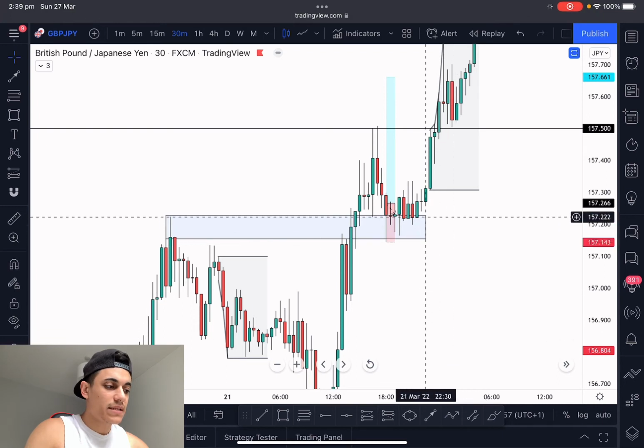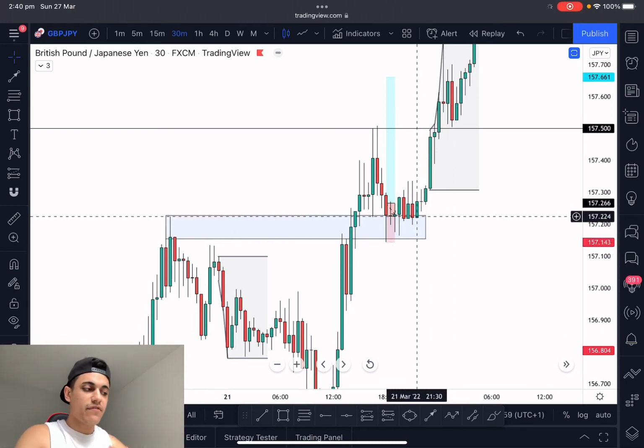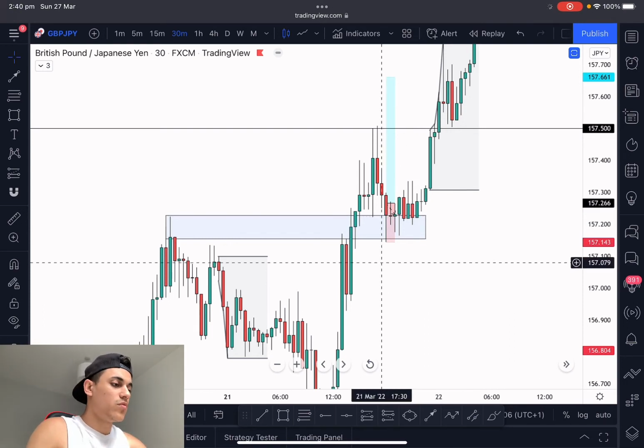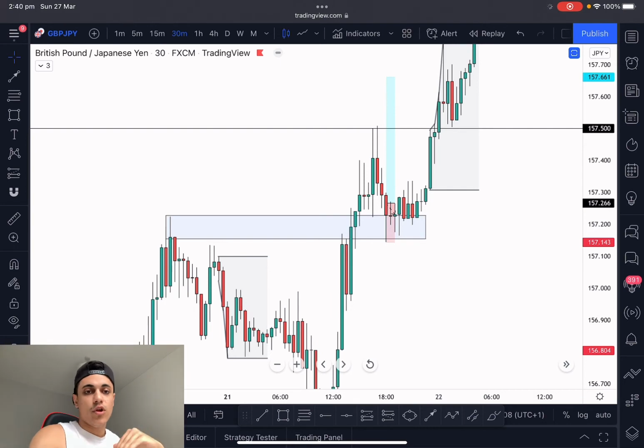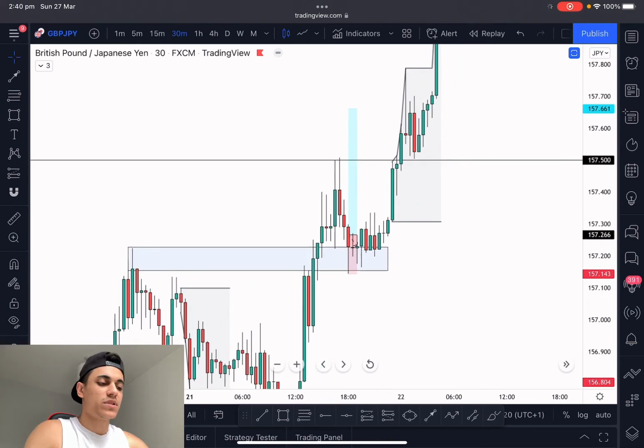So if we had entered somewhere around here, we would have never been stopped out, and the market would have gone straight to our target immediately, with no drawdown whatsoever. So a little bit too early of an entry, but nonetheless, I'm happy with this trade, and I will take it over and over again. So you have to learn from your mistake.